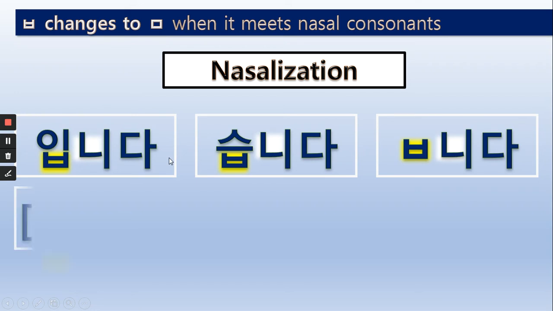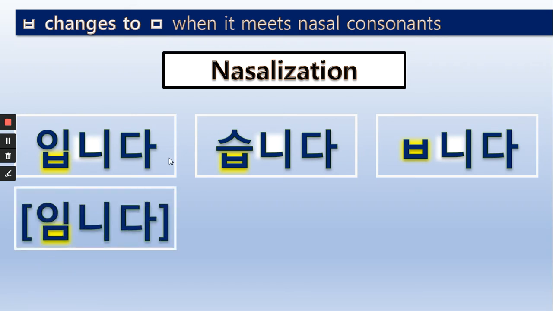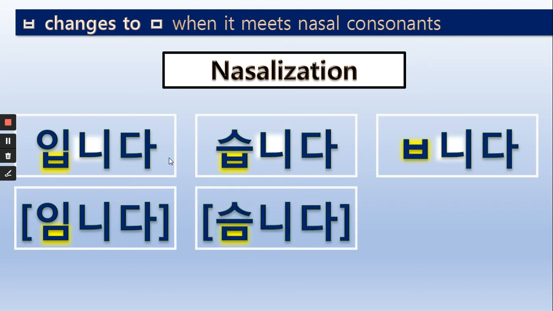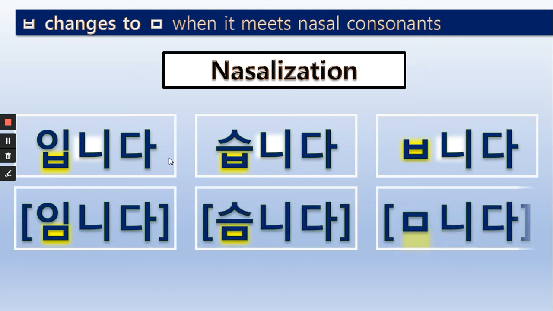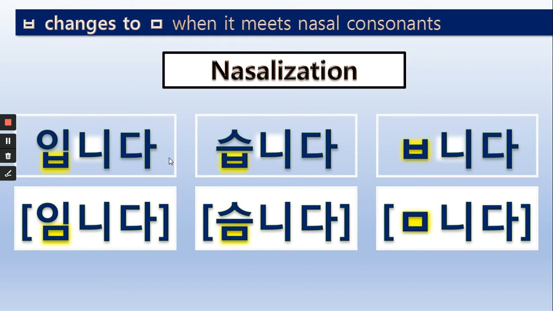So 입니다 becomes 임니다. 습니다 when pronounced becomes 슴니다. ㅂ니다, 임니다. Okay, always. So this formal polite statement is always pronounced as 니다 with ㅁ, so the pronunciation is 임니다. ㅂ changes to ㅁ: 입니다, 습니다, pronounced 임니다, 슴니다. Okay.